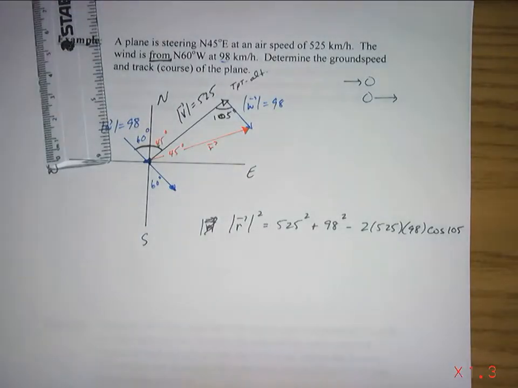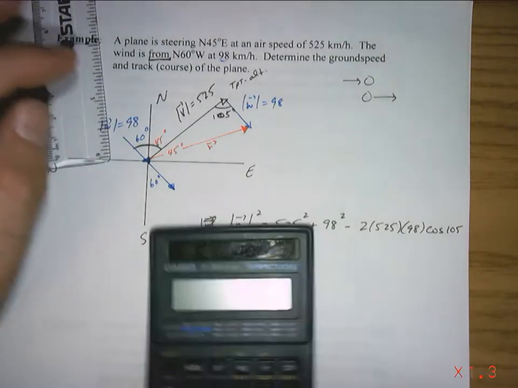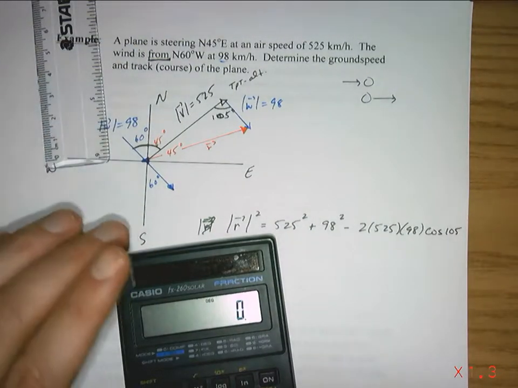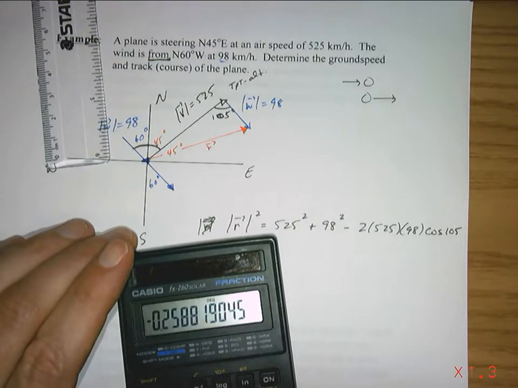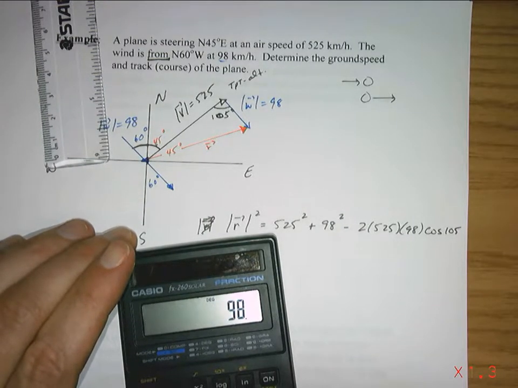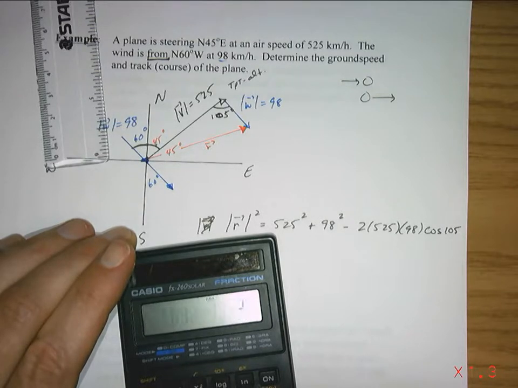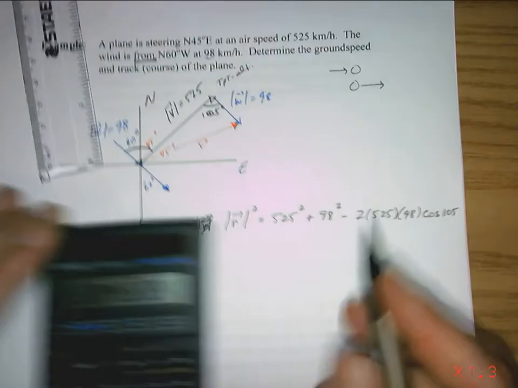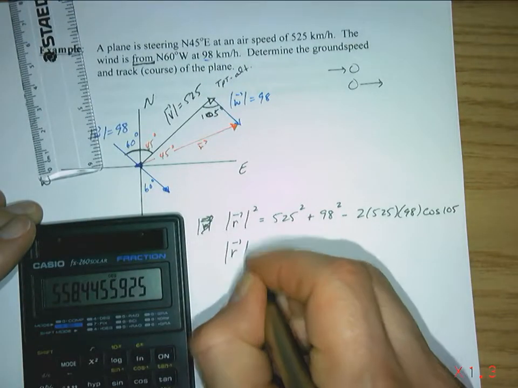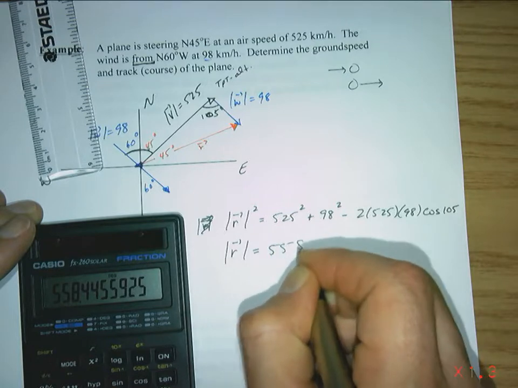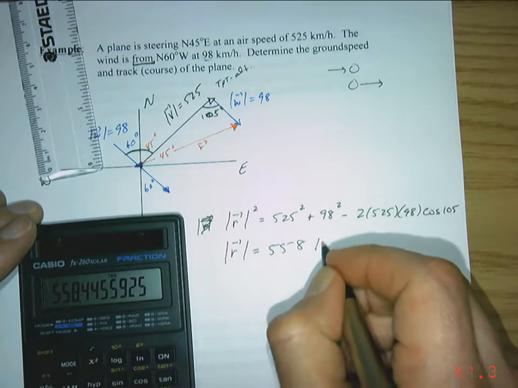So I'm going to take my calculator, and I'm just going to do it as soon as I find my calculator. So you all have different calculators. You have to figure out how to use them. So 98 times 525 times 2 negative plus 98 squared plus 525 squared, second function square root. So the magnitude is going to be 558 kilometers per hour approximately.